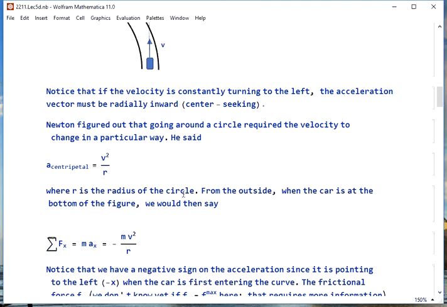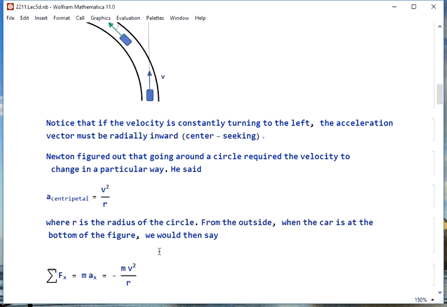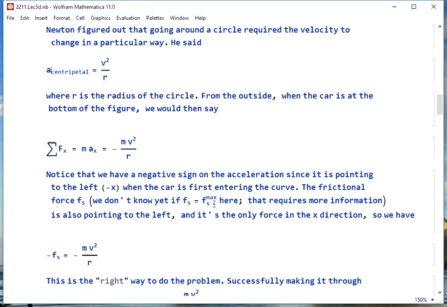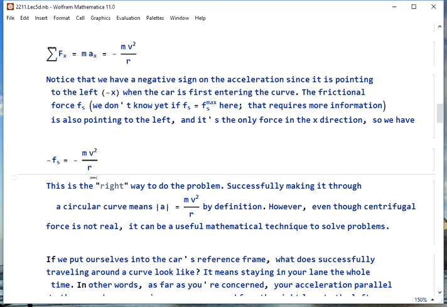From the outside, if the car is at the bottom of the figure, we would say the forces in the x direction, m a_x, have to equal negative m v squared over r for a successful trip through the circle. The negative comes from the fact that we're turning to the left. The frictional force, and we don't know that it's F_s max, we don't know if the car is just about to break free or if this is a slow turn on a dry road. The frictional force F_s is unknown, but we do know it must point to the left. It's the only force in the x direction, so we have negative F_s equals negative m v squared over r. We can do the problem in the sense that we're not using a fictitious force. If we successfully make it through a circular curve, that means the acceleration is v squared over r by definition.